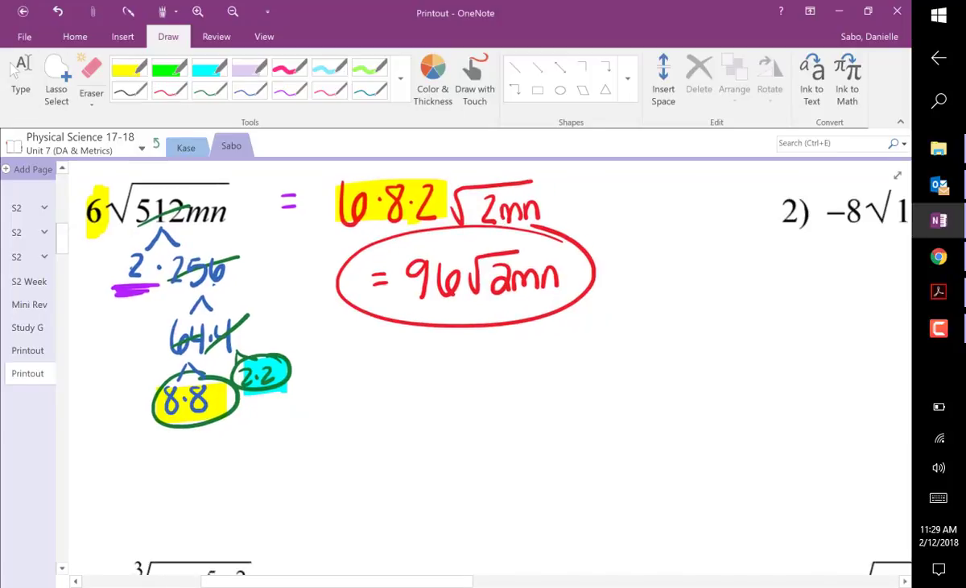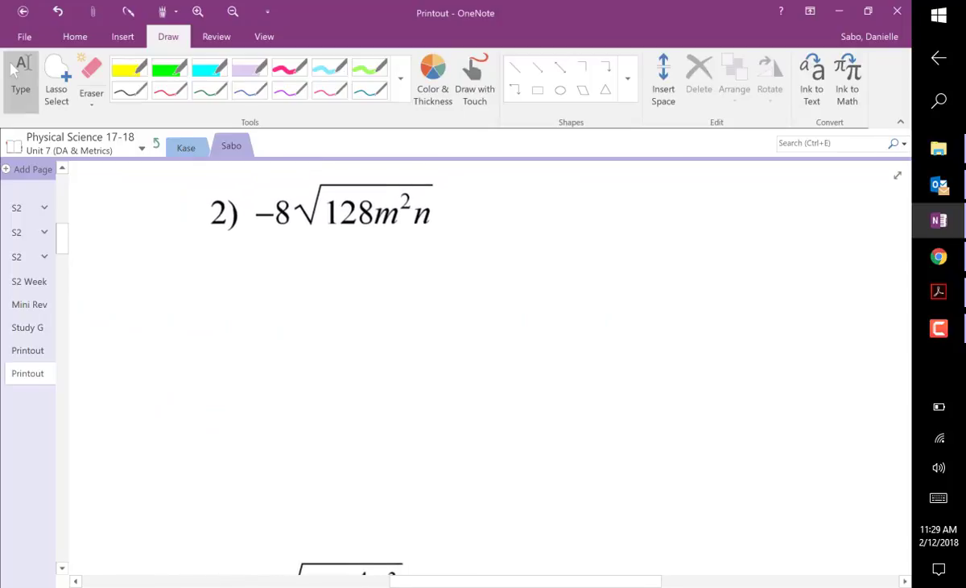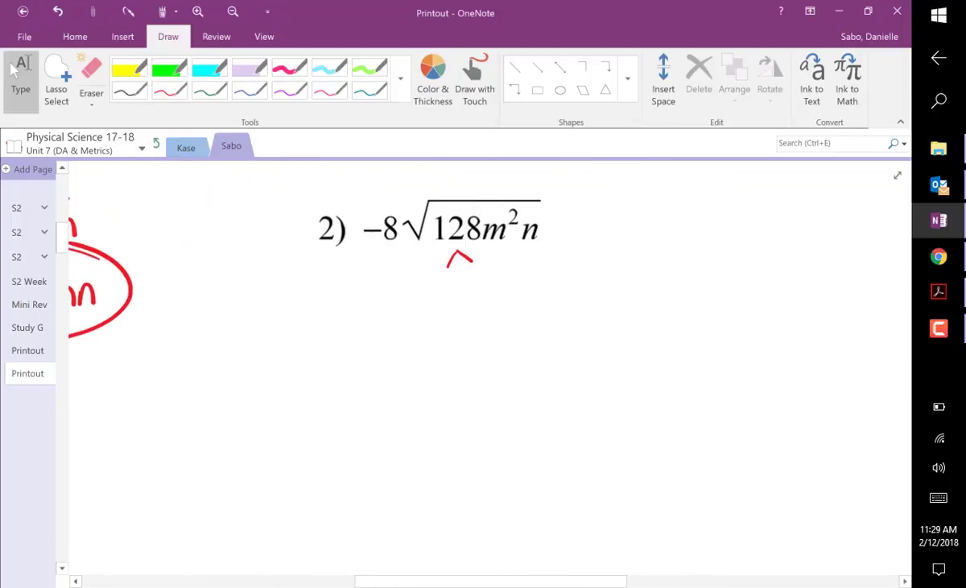Okay, let's do it again. Let's do this one. 128. We kind of already did 128 a little bit. What 2 numbers go into 128? 64 and what? 64 and 2? Okay, I like that you used 64 because we know 64 is a perfect square. What 2 numbers go into 64 that are the same number? 8 and 8. So I'm going to cancel that.